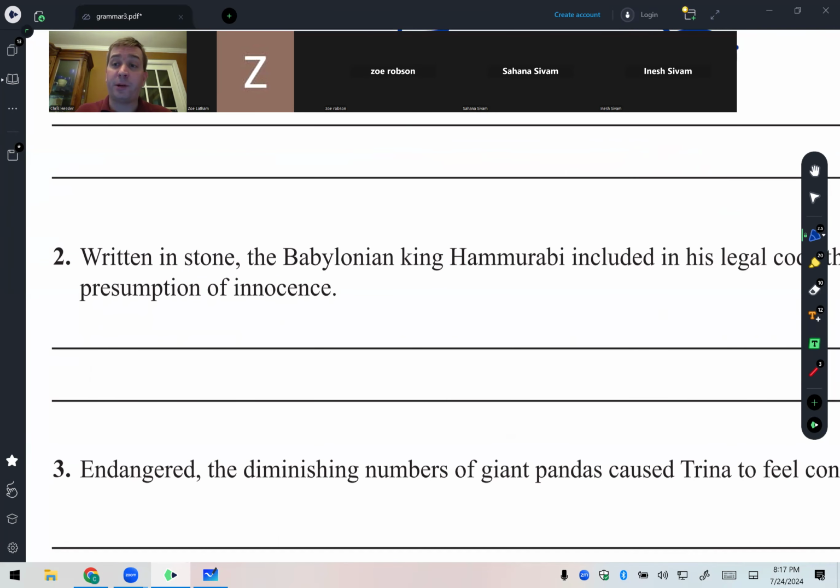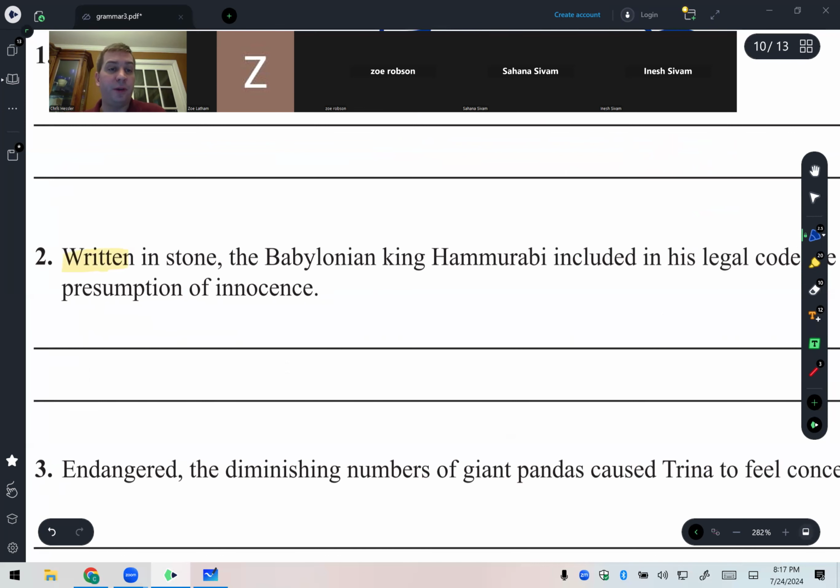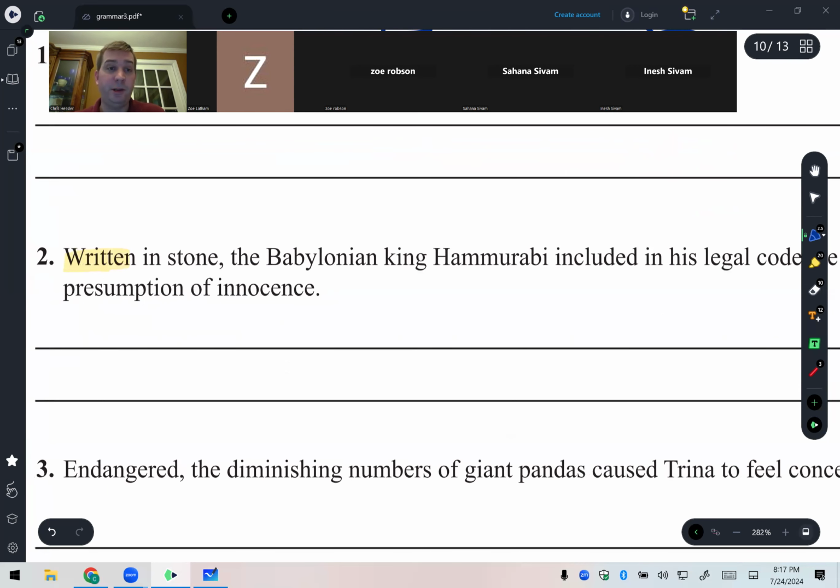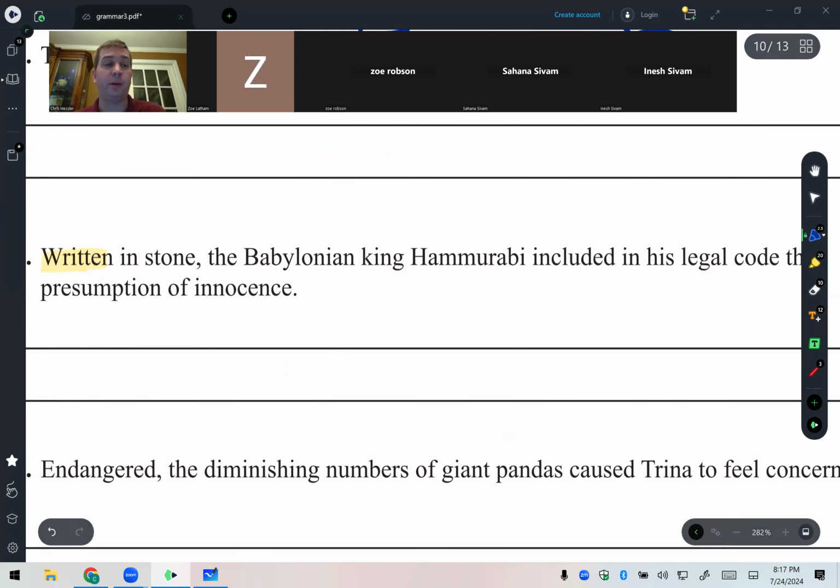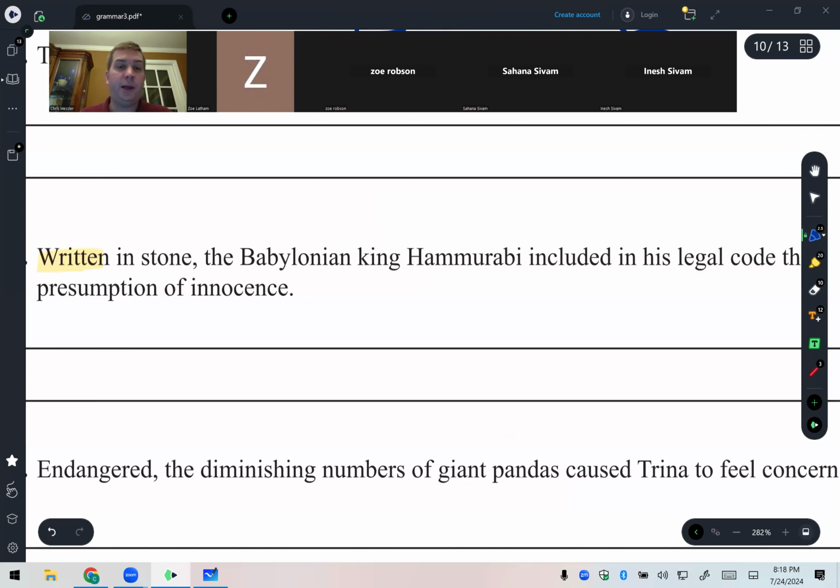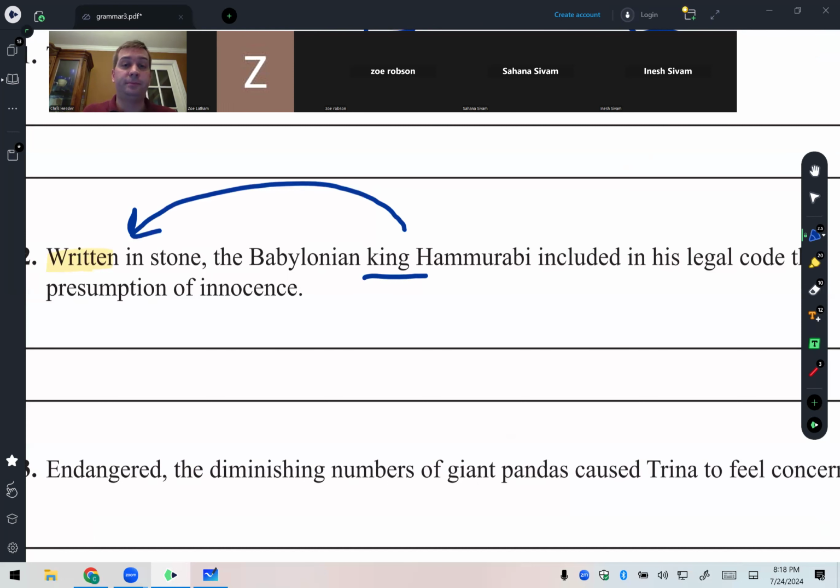You can dangle a past participle. Here is a past participle. Written in stone, the Babylonian king Hammurabi included in his legal code the presumption of innocence. Interesting. And we still have a presumption of innocence in our legal code. That's kind of cool. I didn't remember that. All right. Written in stone. But can a king be written in stone? Makes no sense. So we need to fix it.